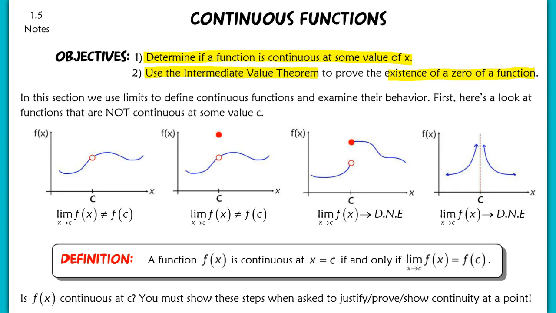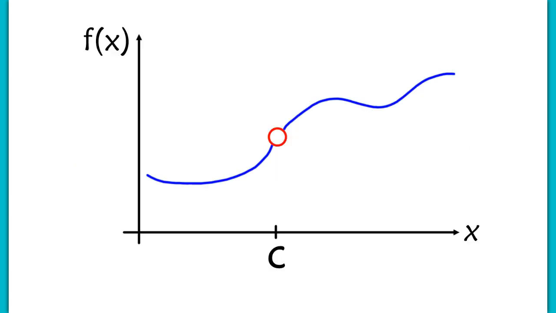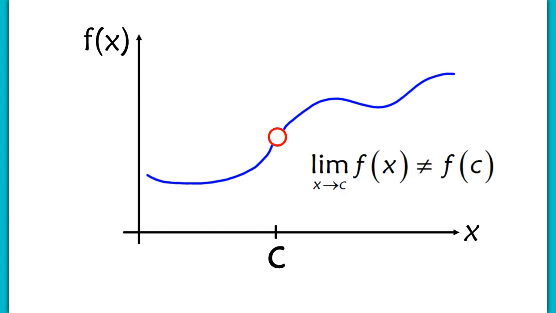As you can see, I would have to lift my pencil as I draw the graph of each of the functions pictured below. Now I want to take a look at each one individually. In our first figure, f of c is not defined because at c we have a hole. We can also say that the limit of this function as x approaches c is not equivalent to f of c.